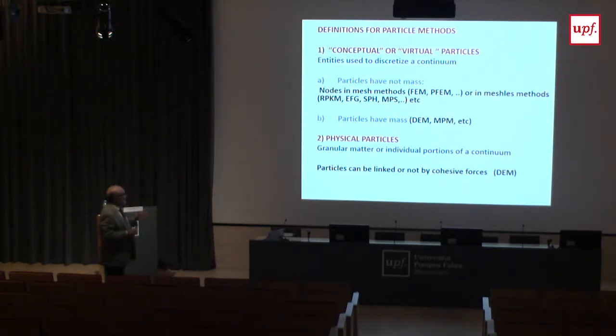For instance, in these methods, you have particles that don't have mass. SPH, you're going to hear about SPH later on, is a discretization method that uses no meshes, but the concept of particle in smooth particle hydrodynamics is to discretize a continuum. And even the particles can have mass, like in DEM or the material point method. But the objective here is not to analyze physical particles, but to discretize a continuum. For instance, you discretize a domain to analyze fluid flow using a particle method.